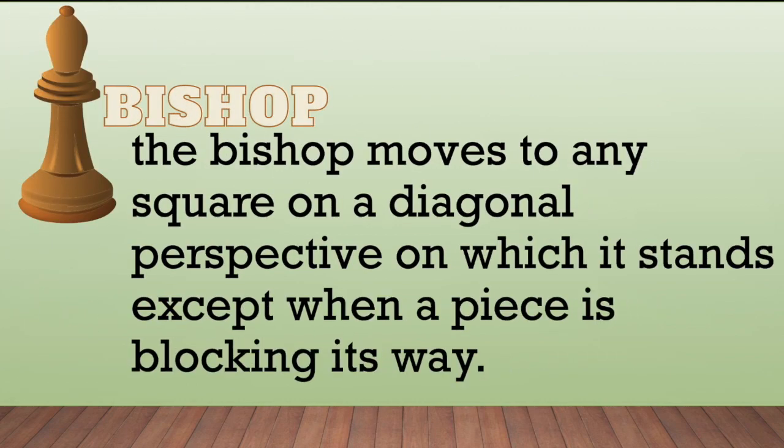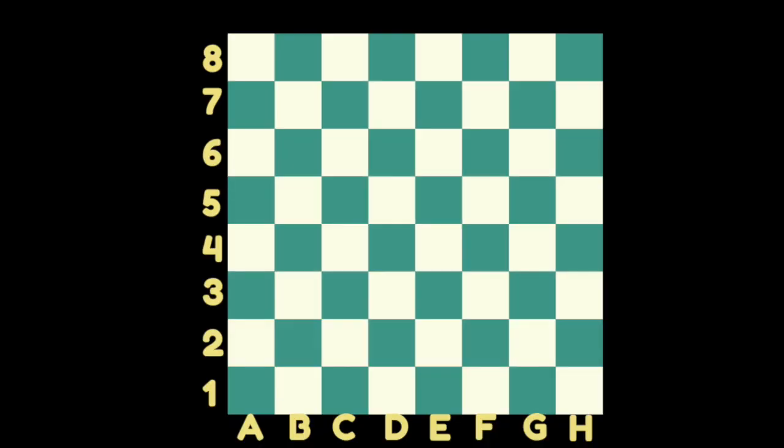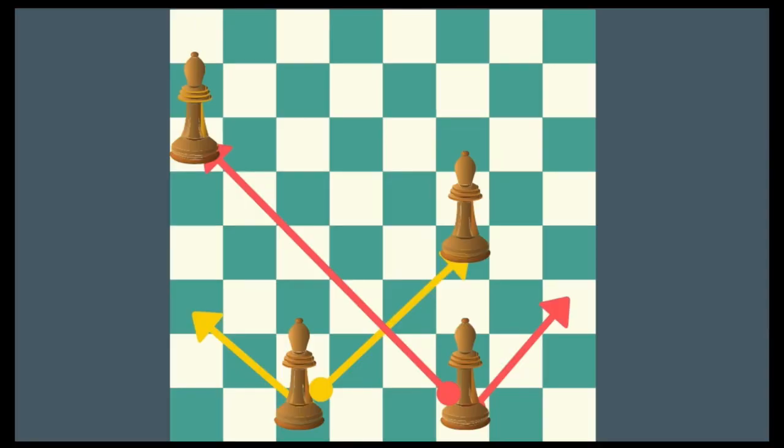Next, we have the bishop. The bishop moves to any square on the diagonal on which it stands, except when a piece is blocking its way. Remember, guys, when you are going to move that way, if nobody blocks your way, you can move; otherwise, you cannot move farther. That is an example of the bishop. The bishops stand on letters C and F, since there are two bishops for every player.